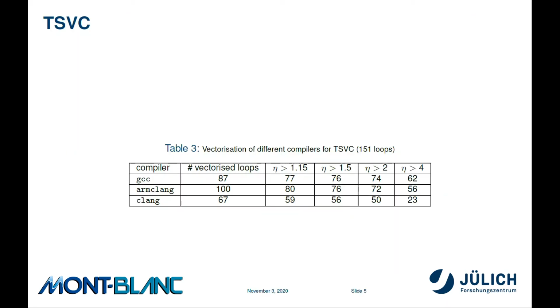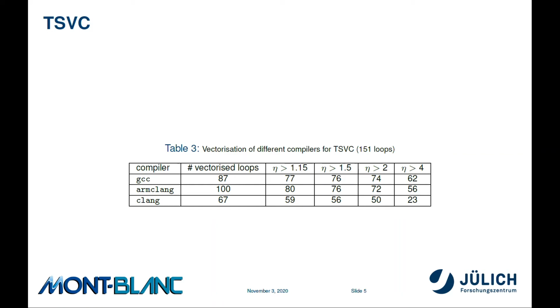In Table 3, you can see the results for the ETSVC benchmark. In the second column, we show the total number of vectorized loops for each respective compiler. We observe that ARM compiler for Linux was able to vectorize 100 loops, GCC 87 and Clang 67.